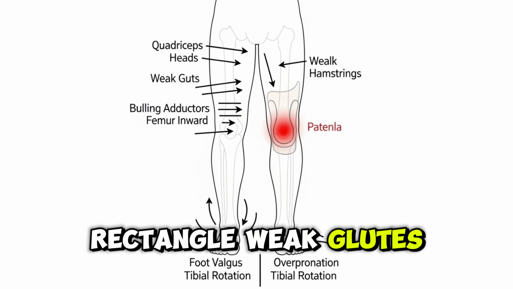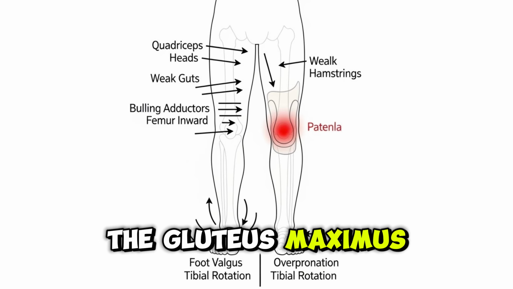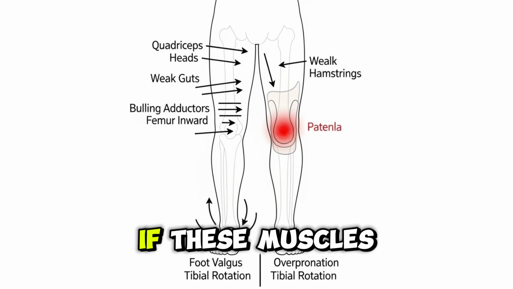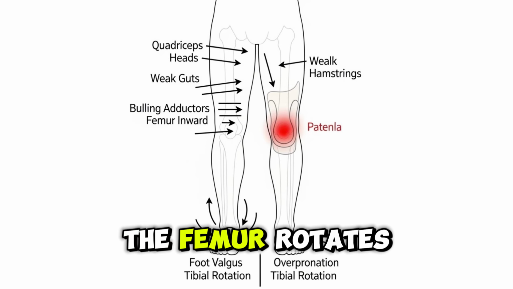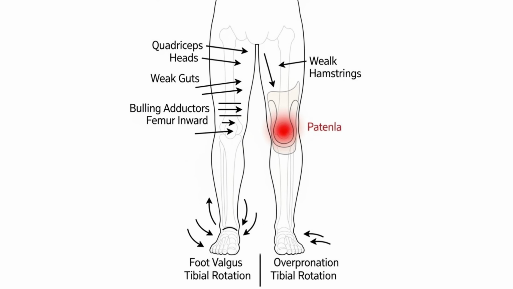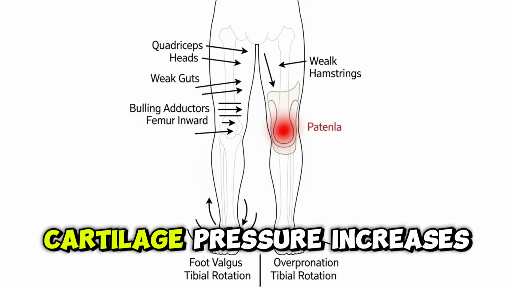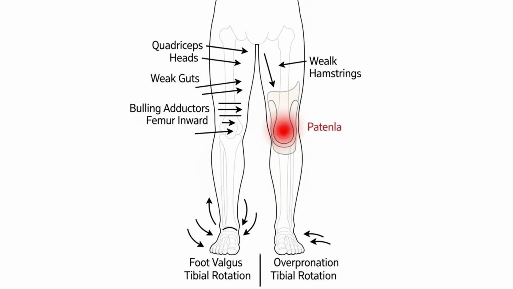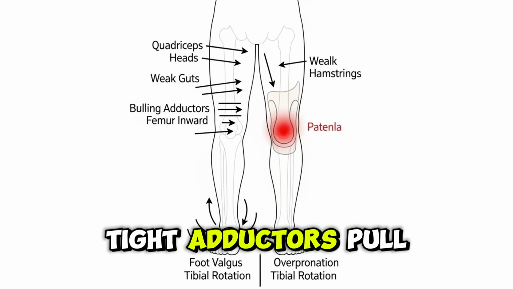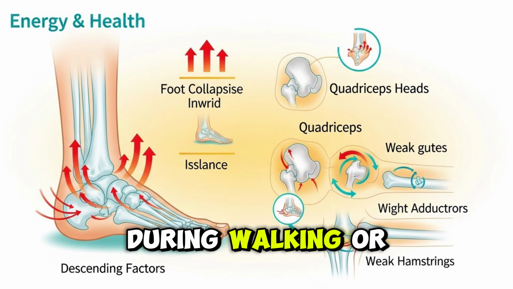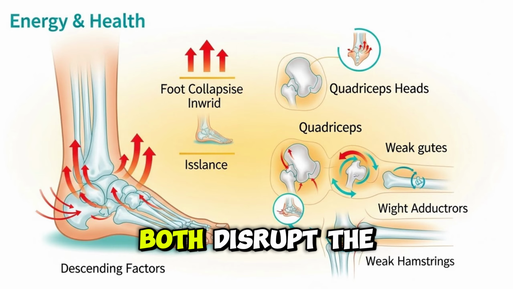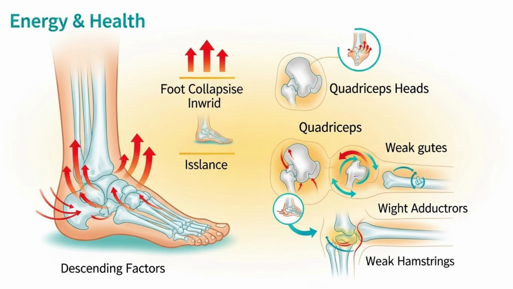Second, weak glutes. The gluteus maximus and gluteus medius hold the femur in proper alignment. If these muscles are weak, the femur rotates inward, the patella shifts off its optimal track, joint geometry changes, and cartilage pressure increases. Third, tight or weak adductors. Tight adductors pull the knee inward during walking or squatting. Weak adductors make the knee unstable. Both disrupt the kneecap's movement.